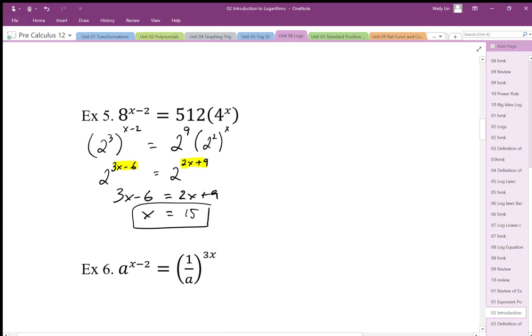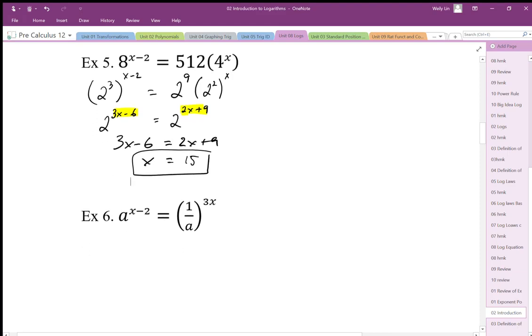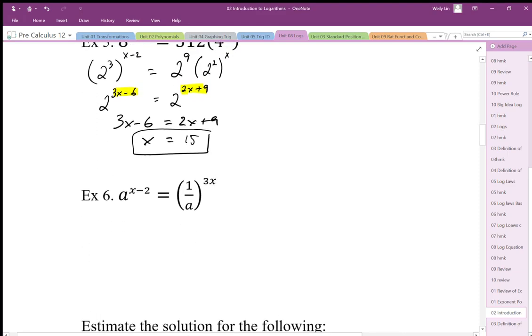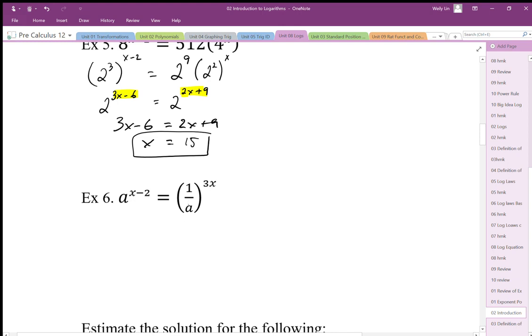So I'm undoing the exponent by being able to express this as a common base and then making the exponents equal. So same thing here. This one, although it's 1 over a, that is still a power of a. Okay, so I can rewrite 1 over a as a to the negative 1 to the power 3x. And then we're going to end up with a to the negative 3x.